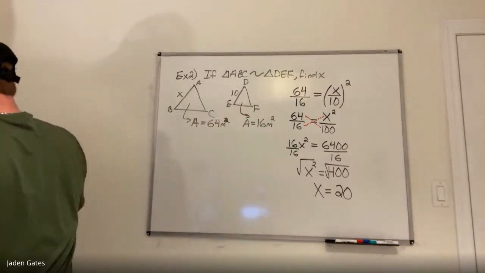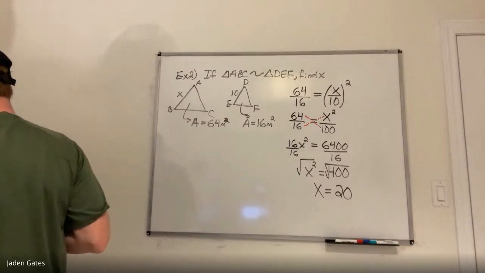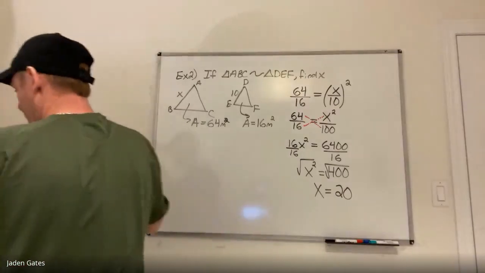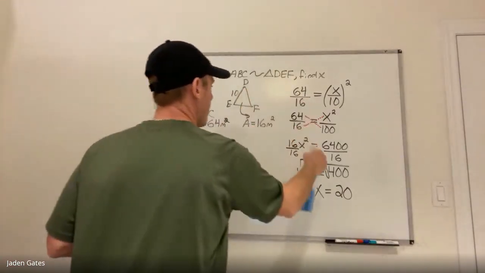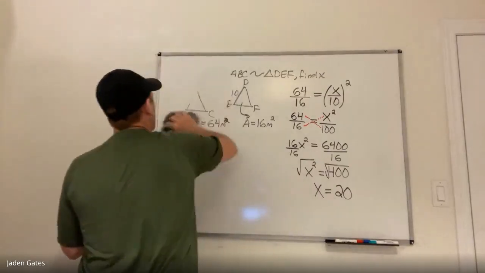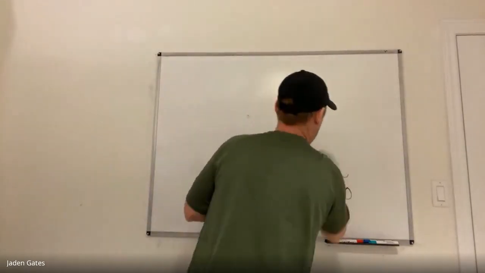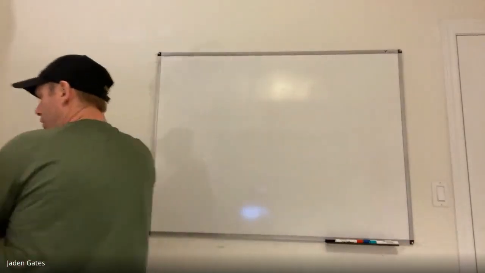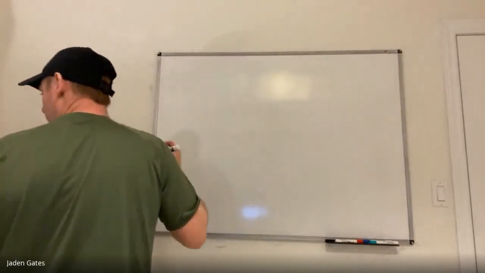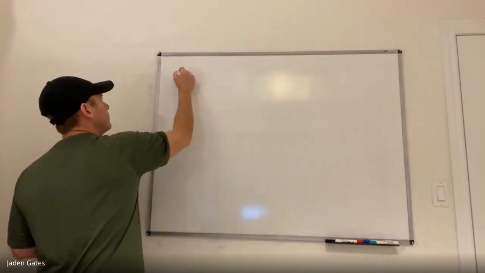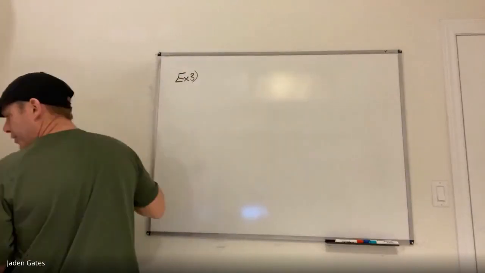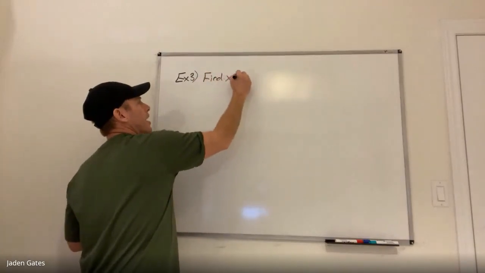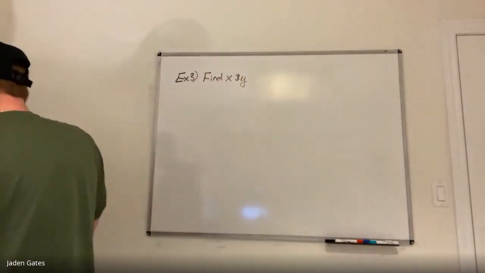All right, let's see here. Next up, let's go with example 3. I don't know if I'm going to be able to do all these. We're going to get into using property 2 a little bit more. Example 3. So again, these two triangles are similar. Find x and y. All right, so these two triangles, again, are similar.